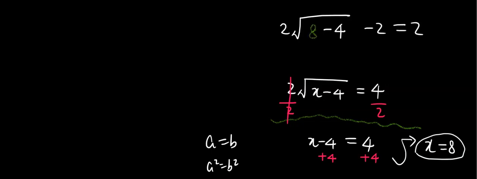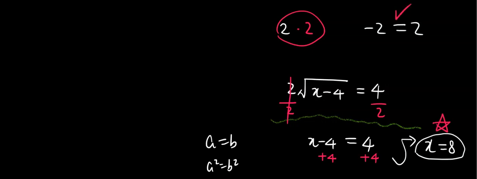So 8 minus 4 is 4. Square root 4 is 2. 2 times 2 is 4. 4 minus 2 is 2. So indeed, this is true. This is our solution to this problem.